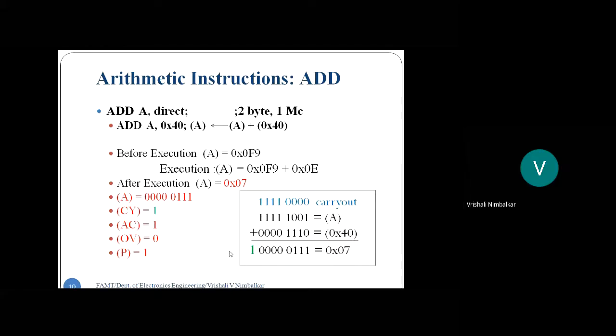Correct. Now what is the overall answer? The overall answer is 107 hex. Correct. F9 plus E, the addition is 107 hex. Out of that, 07 will be available in accumulator and this 1, which is a part of the answer, will be available in the carry flag. So the addition is 107 hex. The total answer is 107 hex.